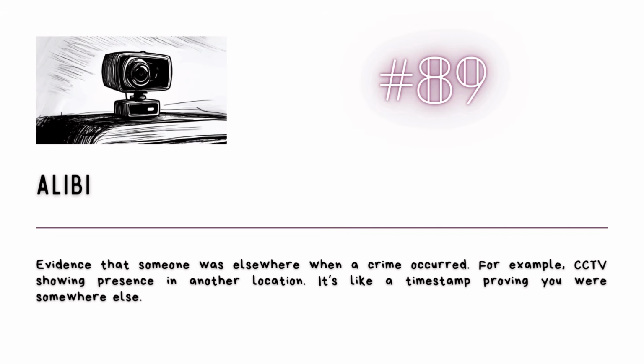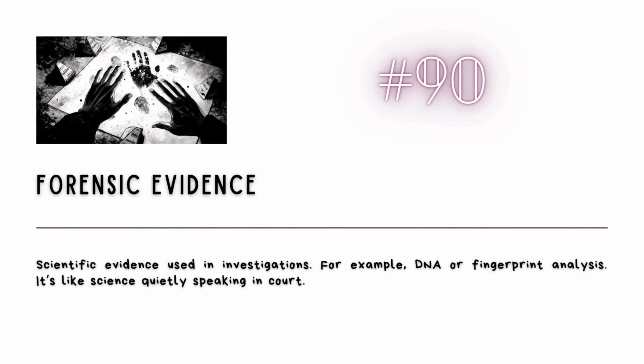Alibi, evidence that someone was elsewhere when a crime occurred. For example, CCTV showing presence in another location. It's like a timestamp proving you were somewhere else. Forensic evidence, scientific evidence used in investigations. For example, DNA or fingerprint analysis. It's like science quietly speaking in court.